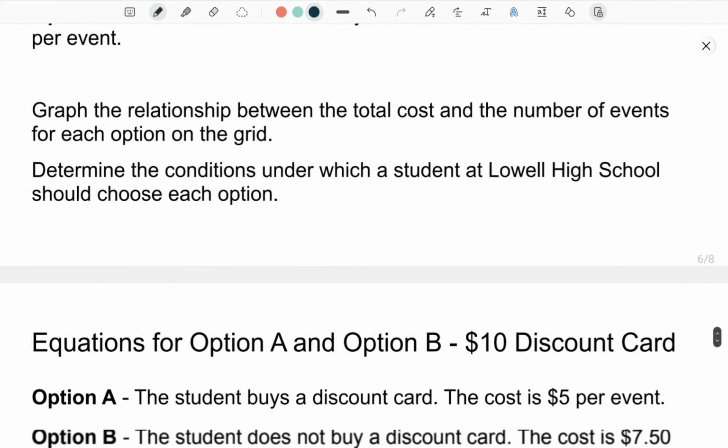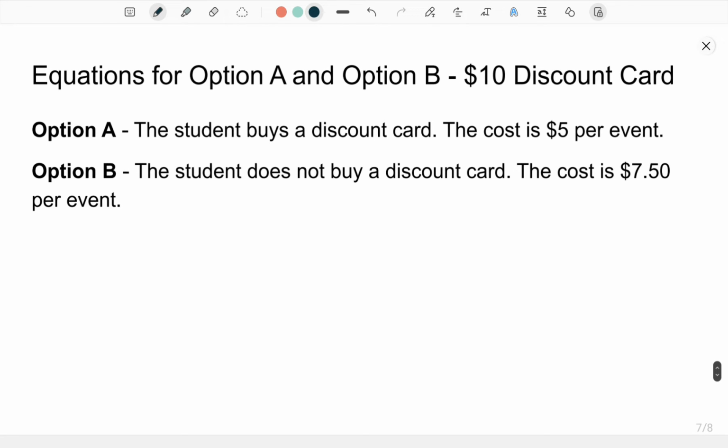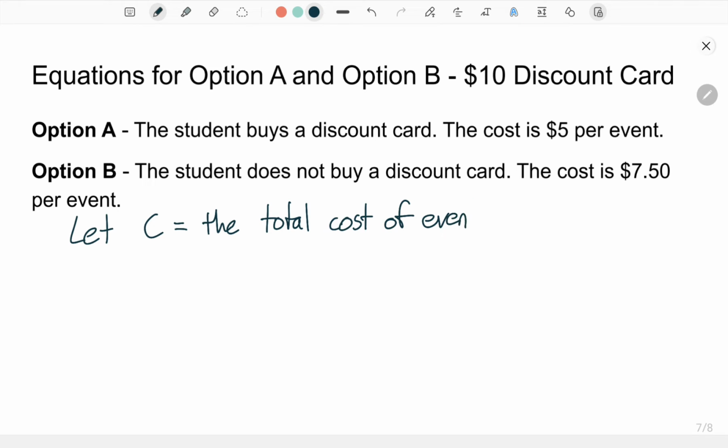So let's determine some equations first. So we have a $10 discount card, and we have these two options. So what are we actually looking at? So what we can say is we can, first of all, just get some variables. And I'm going to say let C equal the cost, the total cost of events. That's what we're interested in.